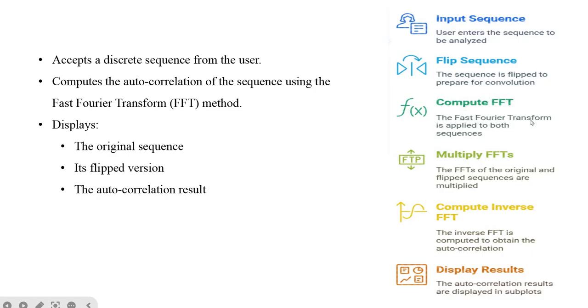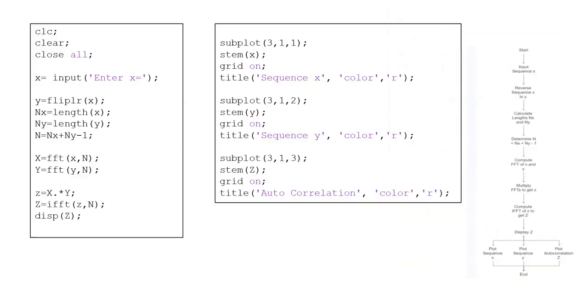Then we'll compute the fast Fourier transform, which is applied to both the sequences. Then we'll multiply the FFTs, that is, the FFTs of the original and the flipped sequences. Then we compute the inverse Fourier transform in order to obtain the autocorrelation sequence. Then at last we'll display the results, and the results are displayed in the subplots. Now we will see the program.